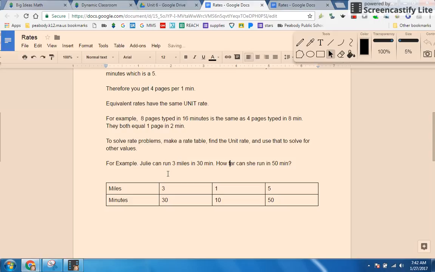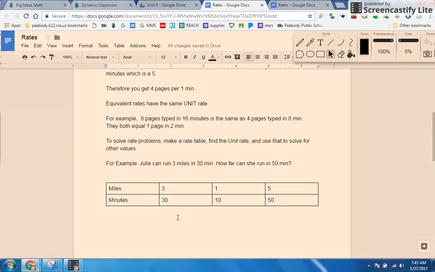Typo. So in my chart, I have 3 miles in 30 minutes. I need my unit rate, so I'm going to divide them both by the smaller number. So 3 divided by 3 is 1. 30 divided by 3 is 10. That means she can run 1 mile in 10 minutes. Now we want to know how far she can run in 50 minutes. 10 times 5 is 50. 1 times 5 is 5. So it would take her, or actually, 50 minutes to run 5 miles.